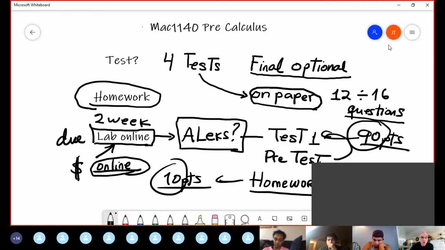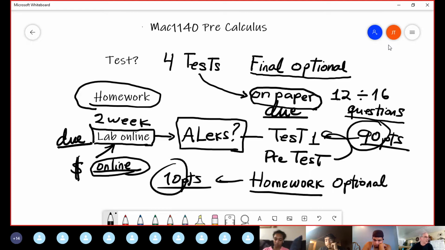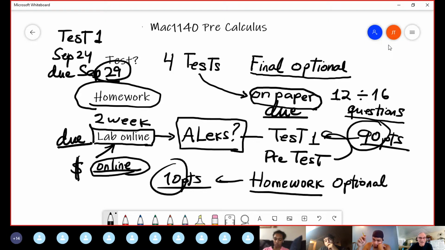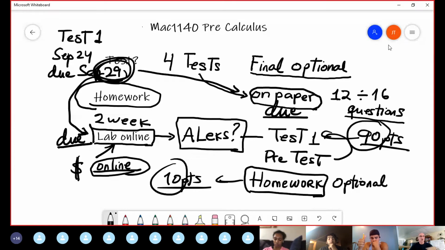It's due the same day as the test on paper. So we see test number 1 more precisely. I sent it to you September 24. It's due September 29, which is the next class. And this day is due the test on paper and the test online. And of course, the homework. Everything is due. Then you forget test number 1, and we start something new, test number 2.